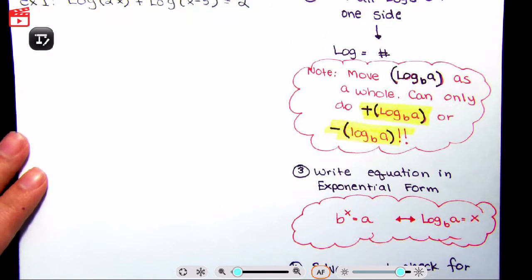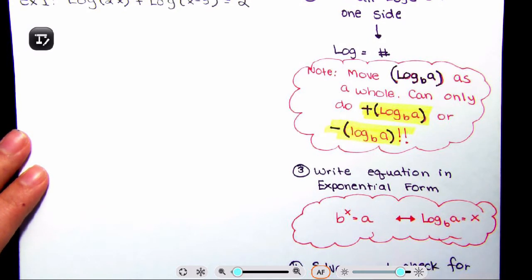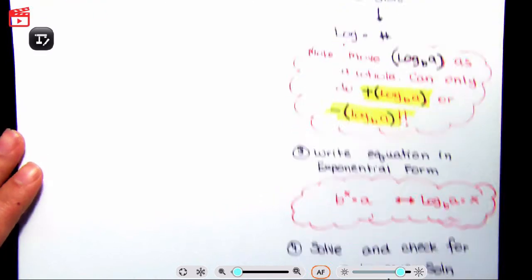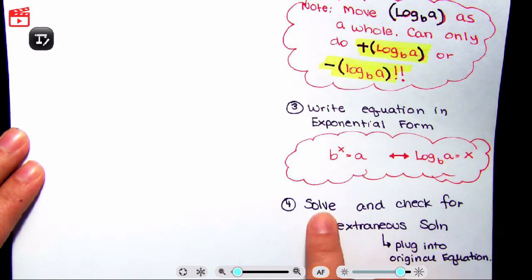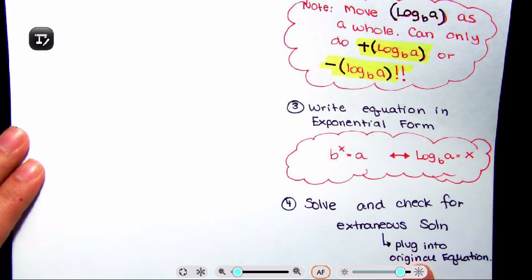Step number 3 is to write the equation in exponential form. That is our golden rule. So we're going to have a logarithm that is condensed, and we're going to write it in exponential form. Step number 4 is to solve and check for extraneous solutions. If you recall in the previous video, there was a hiccup, so make sure you're plugging the values into your original equation.